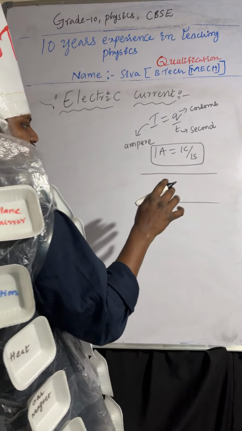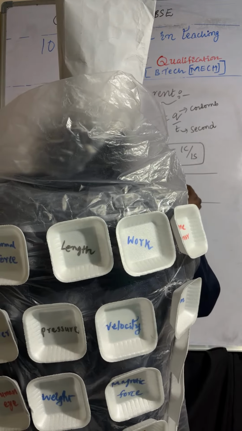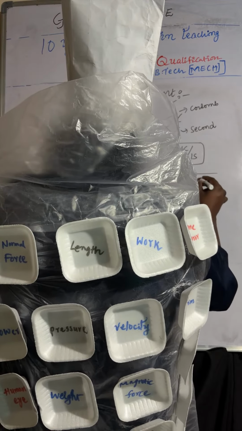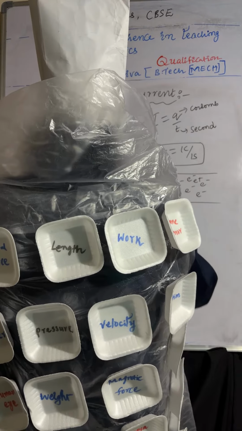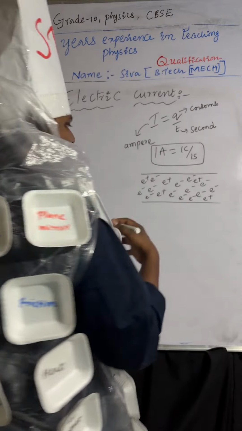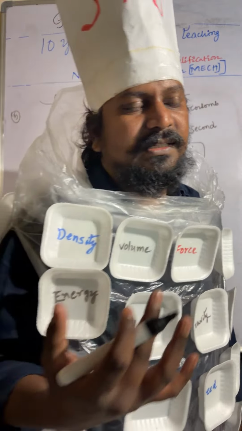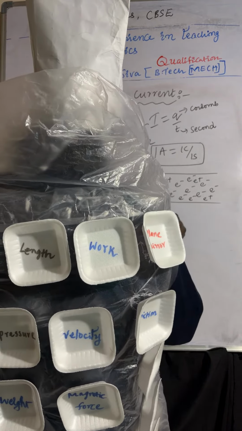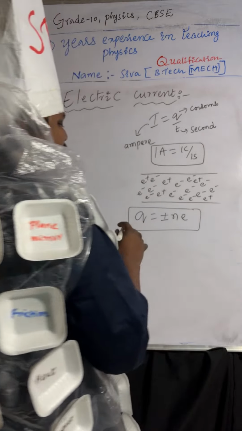Second point: electrons are moving inside the conductor. Many electrons are moving. We can't say that only one electron, only two electrons, or only three electrons flowing means current is flowing. Only when there are a large number of charges moving in the conductor can we say current is flowing. That is called quantization of charge: Q equals plus or minus Ne.